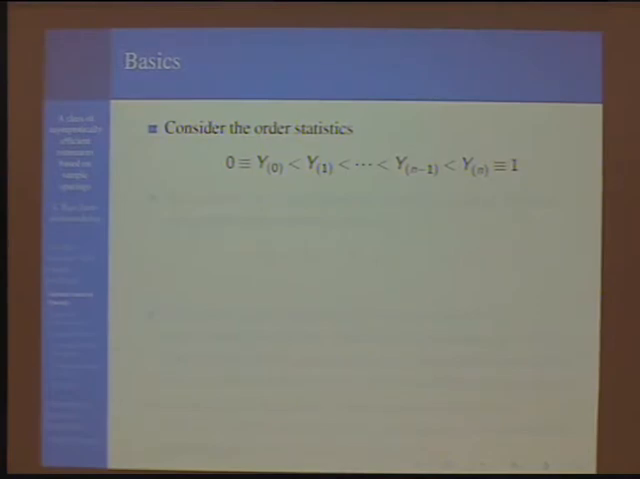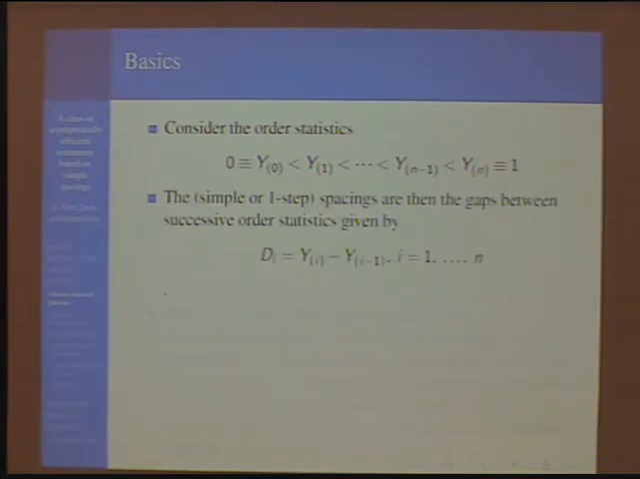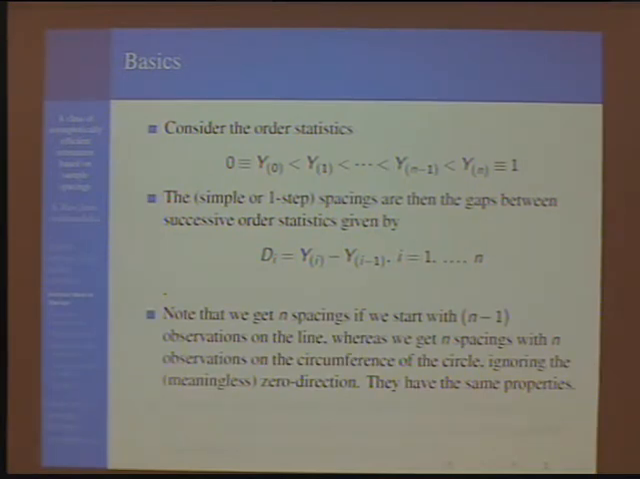So I take 0 to be y naught. These are the order statistics of the y values. y naught is my 0, and y n is arbitrarily defined to be 1. So these are the ordered values. And then the gaps between successive observations, y i minus y i minus 1, those are the so-called spacings.